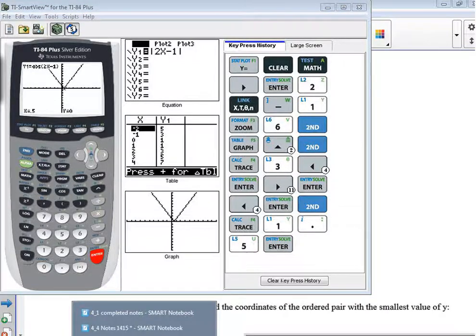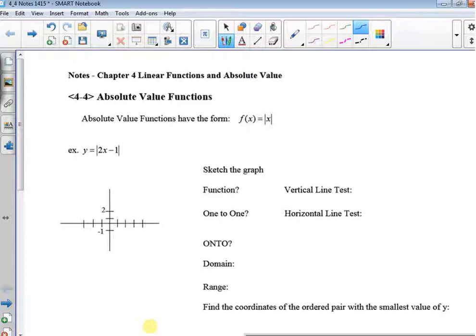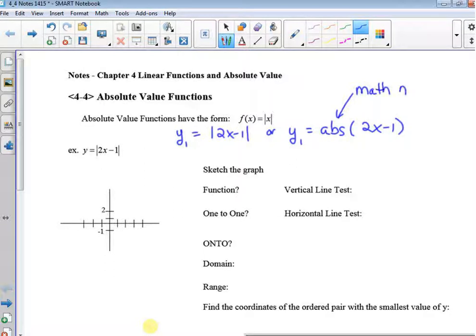All right, so I have enough to go back here with. So, first of all, I did y1 equals absolute value of 2x minus 1, or some of you might have y1 equals ABS parentheses 2x minus 1. To get that symbol or the ABS, you do math num ABS. Okay? So math num ABS.